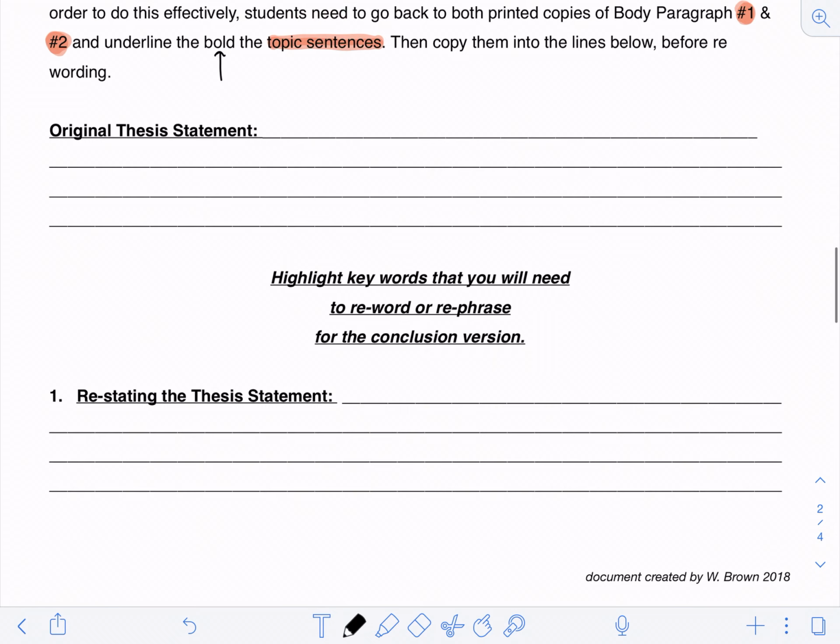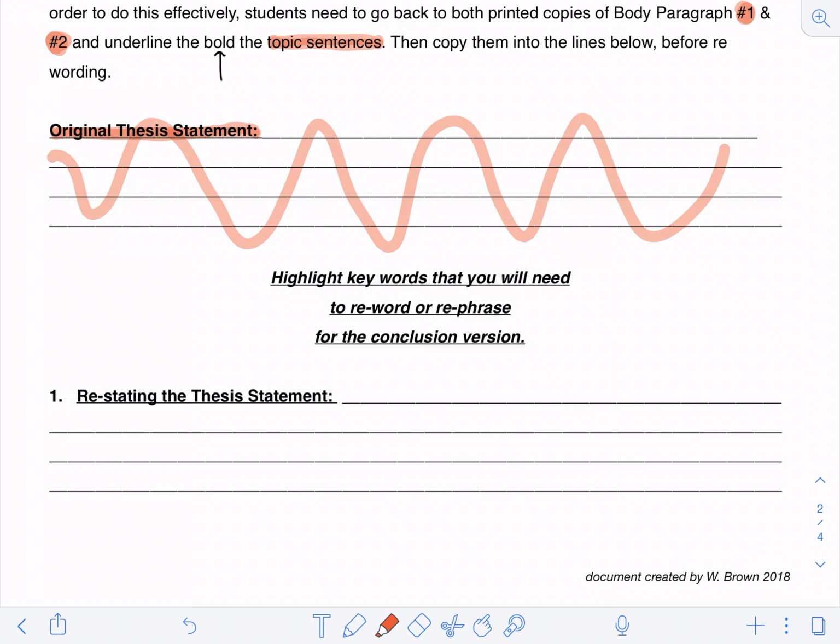You are going to take your original thesis statement that you've been using this whole time. By the way, a lot of us didn't include it on our paragraphs, so there were points taken off there, because I can't check your body paragraph unless I know what you're proving in your thesis. So you're going to type your thesis statement here or handwrite it, depending on what document you're using. And then you're going to practice rewording.